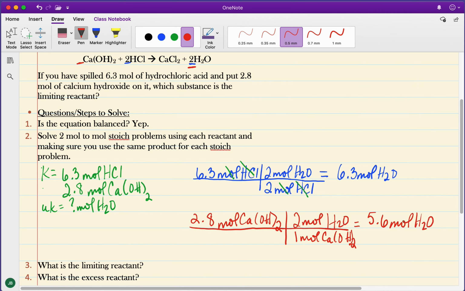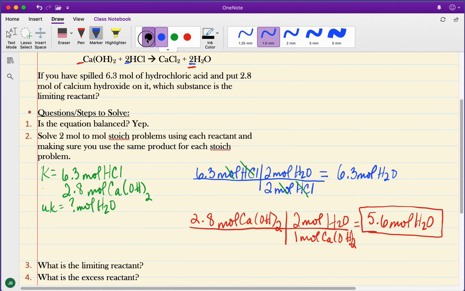Okay, remember we said we're going to use the smaller amount. So this is our smaller amount of product made. And that means the calcium hydroxide is our limiting reactant.